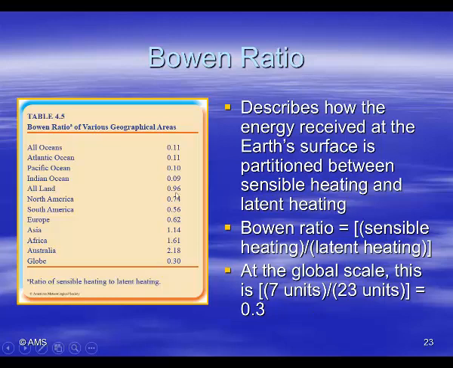If we look at the land, we're going to have more sensible heating than latent heating because there isn't much water around. And we see the Bowen ratio is large. If we look at the oceans, we're going to have much more latent heating because there's a lot of water around and less sensible heating, so it comes out to be about 0.1. So the Bowen ratio measures this ratio.